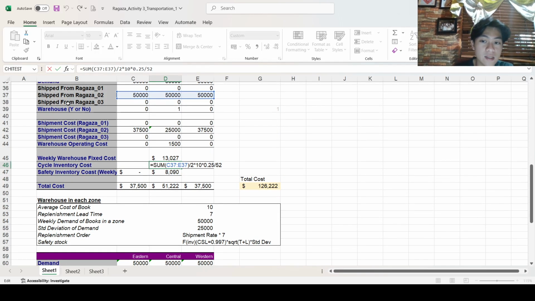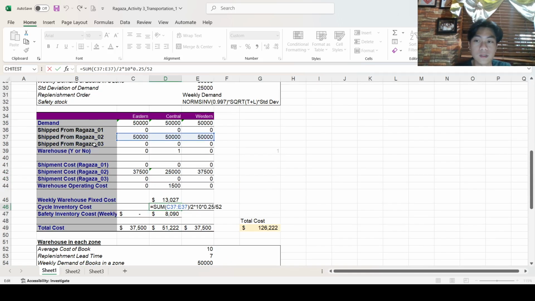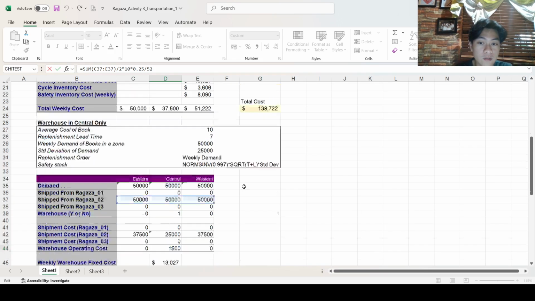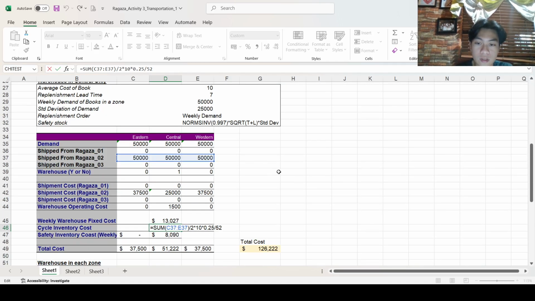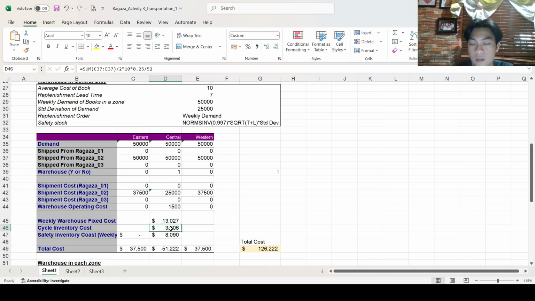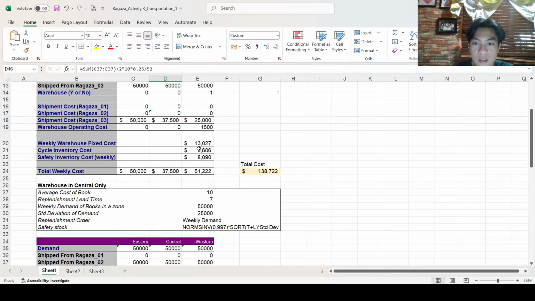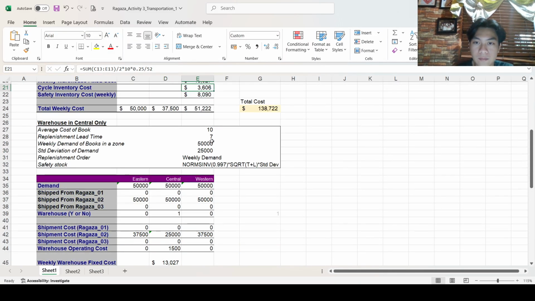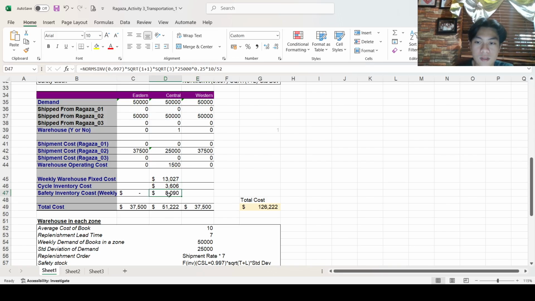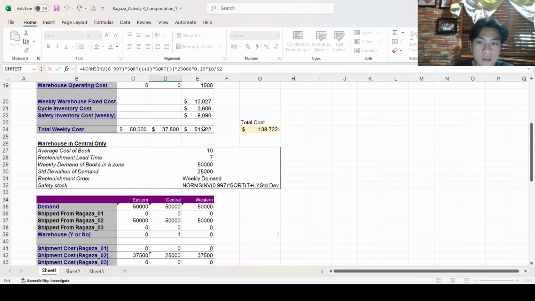which is by getting the sum of shipment demand from the central part and divided it by 2 times 10 times 0.25, this one, the average cost of a book over by n over 52, which will arrive at 3,606 again. Yeah, this is the same formula as we seen earlier.